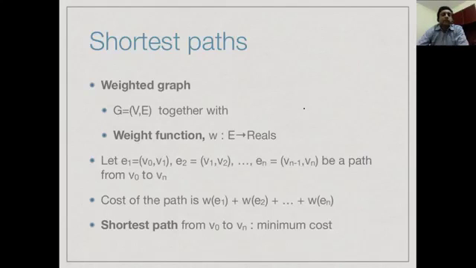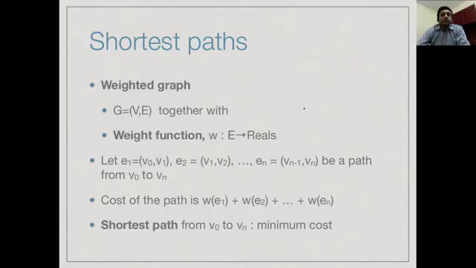So a weight function just assigns each edge in E some number. Let's think of it as some real number. Now if we have a path from V0 to Vn, we have a sequence of n edges, V0 V1, V1 V2, and so on. Each of these in a weighted graph would have a weight, and a natural thing to do would be to add the costs of these weights.